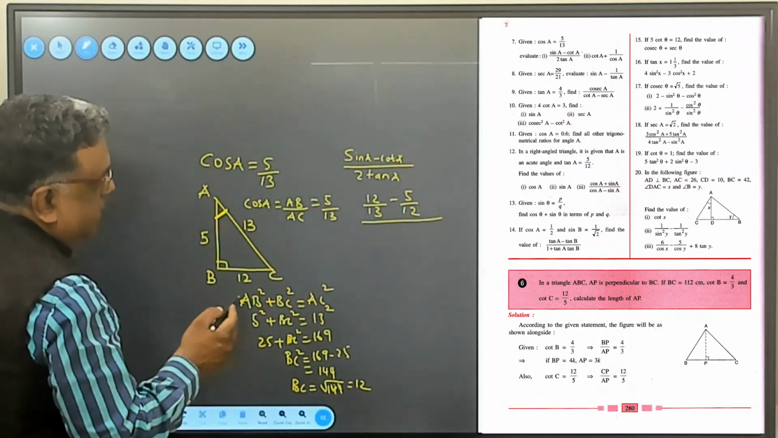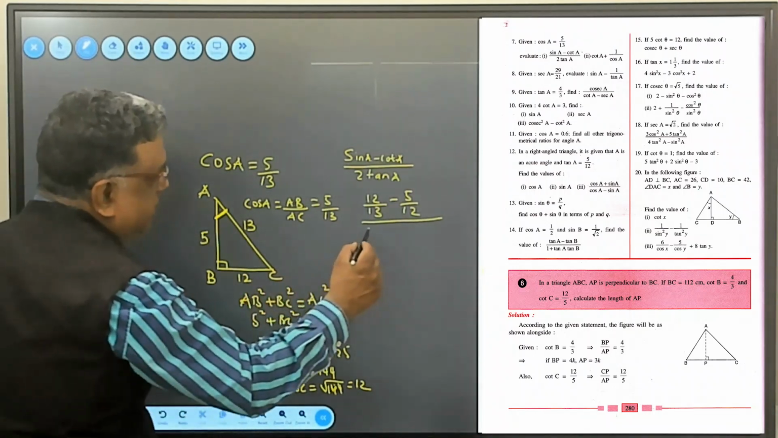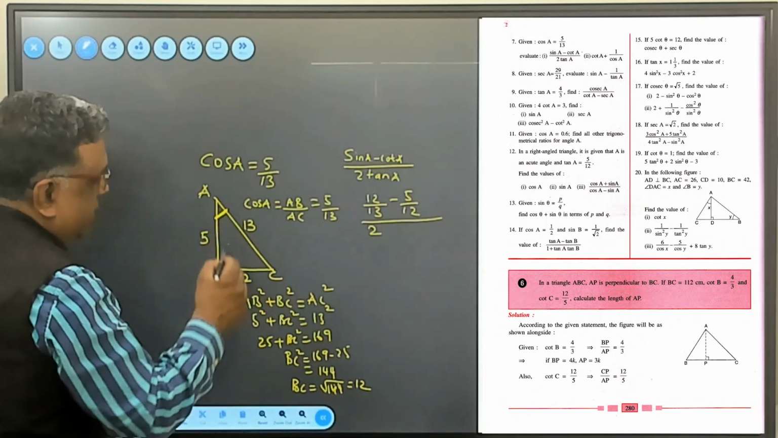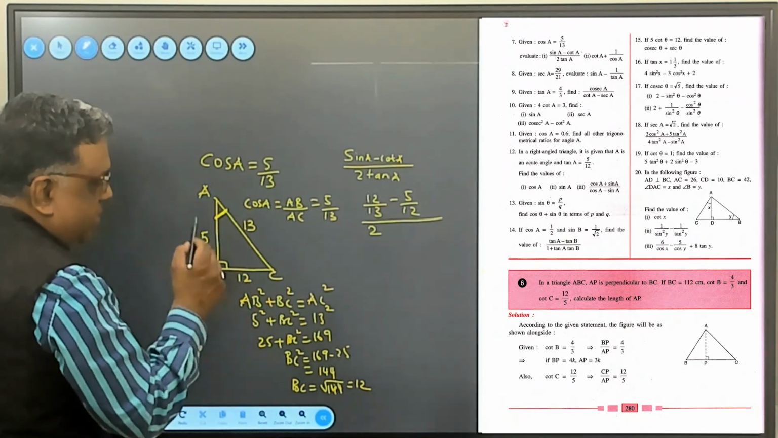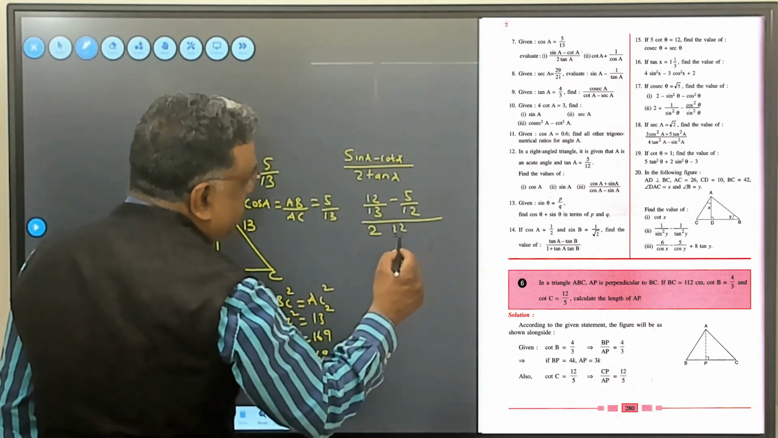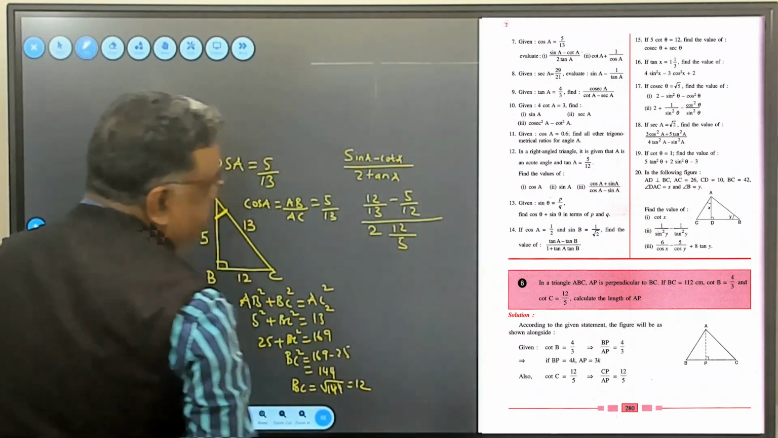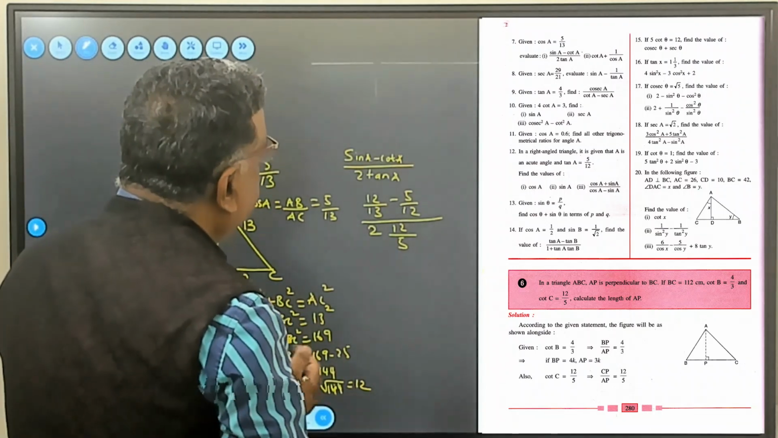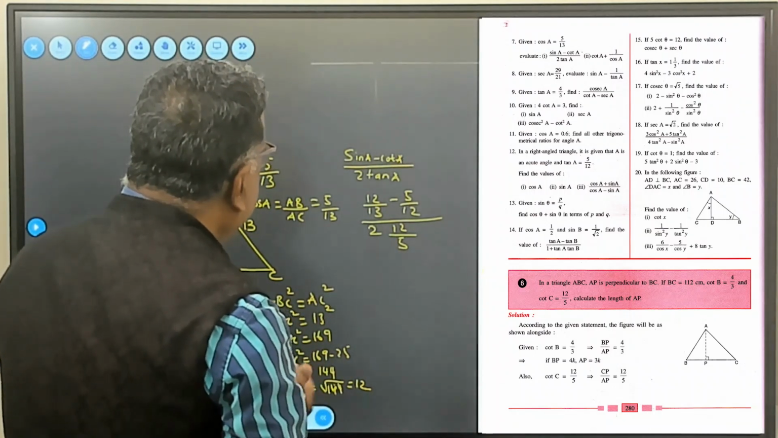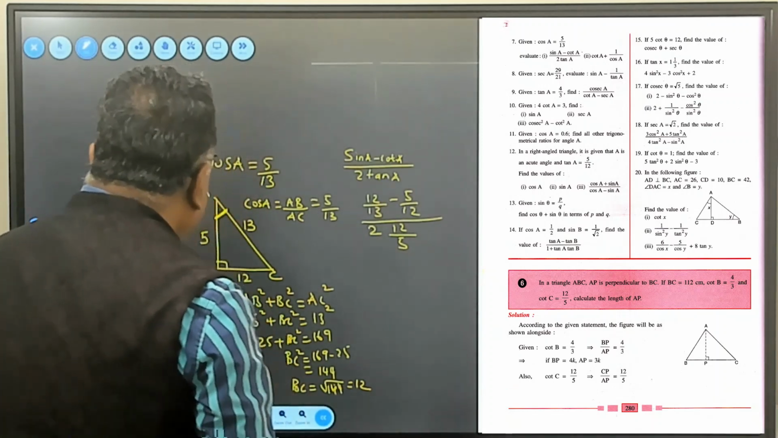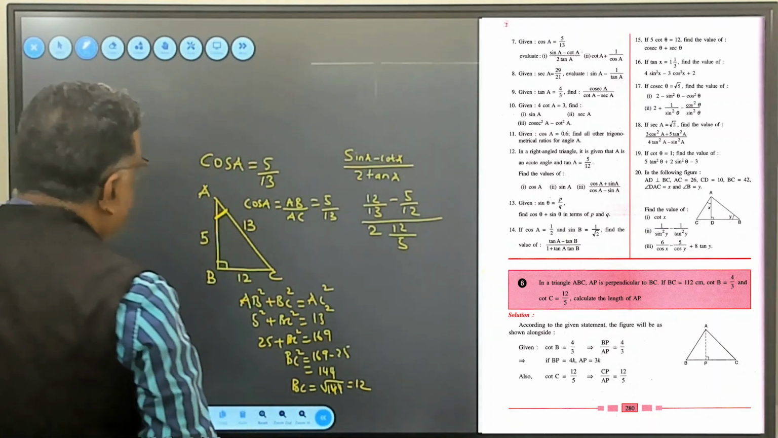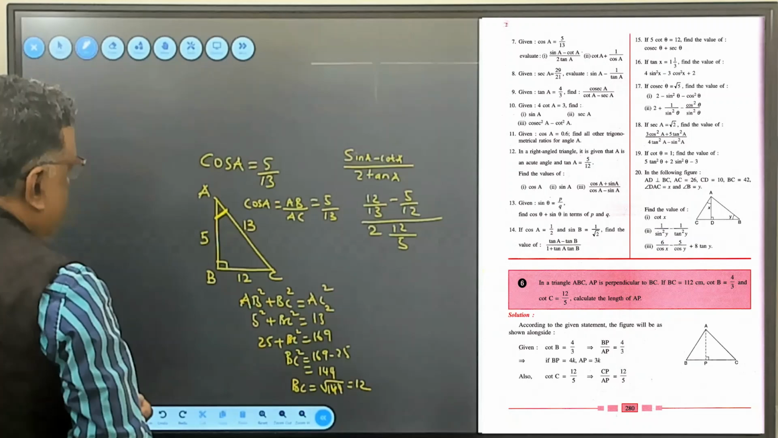Now 2 tan A. So 2 will still remain 2. Tan A will be 12 upon 5, opposite upon adjacent, 12 upon 5. That's what has been asked of us: sine A minus cot A upon 2 tan A. So sine A is 12 upon 13. Cot A is 5 upon 12.